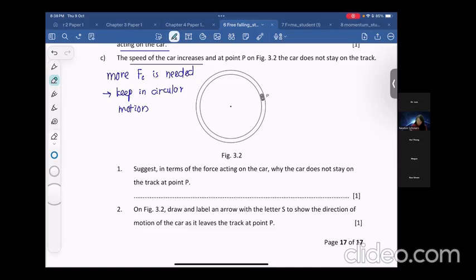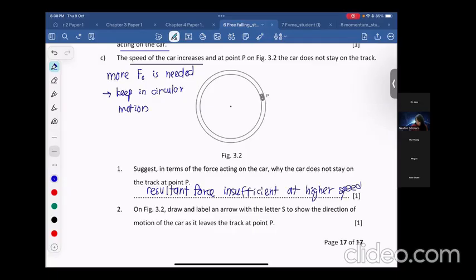So we write down: the resultant force, or we say centripetal force, is insufficient at higher speed. At higher speed we need more, but what we have is not enough to support it.